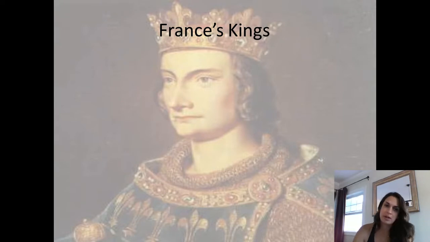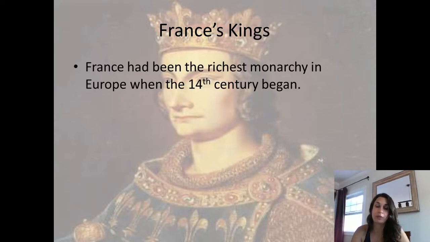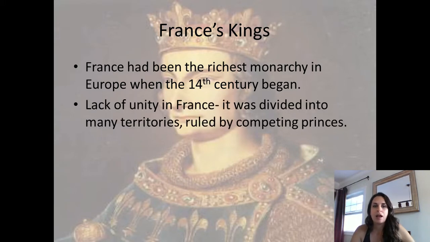Okay, what about France, though? France actually had been the richest monarchy in Europe when the 14th century began. This is not unusual. And France is probably, out of every country in Europe, the most obsessed with social classes and the rigidity of the old regime, or the ancien regime, how people are organized. And there had been this real lack of unity in France, and it had been divided into several territories, some of them ruled by princes or kings from England, and sometimes even other foreign kings from Spain and from Italy.